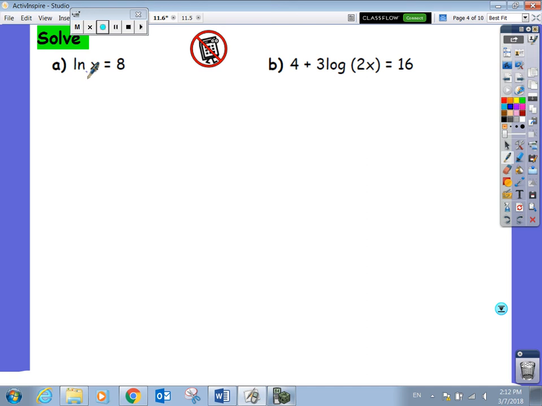So we take the, if you like your little loop-de-loop, you take the base to the 8 equals x. So e to the 8 equals x. We don't know what e to the 8 is. It's a non-calculator problem, so you're done. Stop right there. If that was a calculator problem, we would type in e raised to the 8th, press enter, and you get your answer.